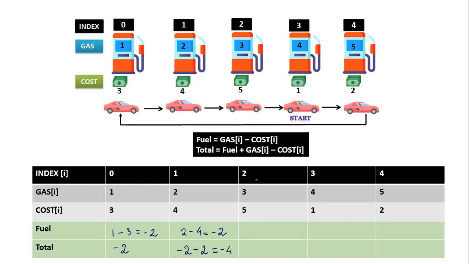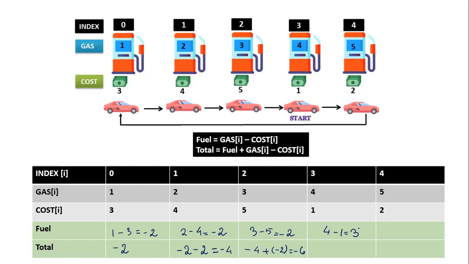Then we move on to the second index, and here the value of fuel is 3 minus 5, which is minus 2 once again. And the value of total will be minus 4, which is the leftover from the previous iteration, plus the value of fuel available in this iteration, which is minus 2. And this becomes minus 6. Then we move on to the third index. And in this case, the value of fuel is going to be 4 minus 1. And this is going to be 3.